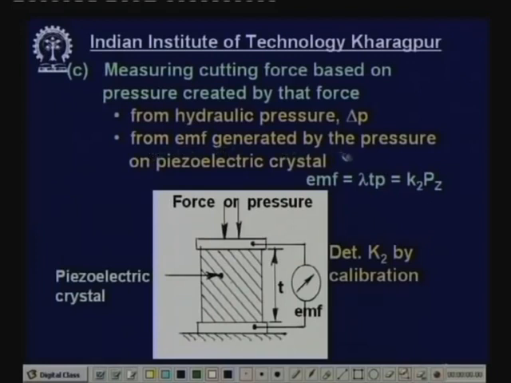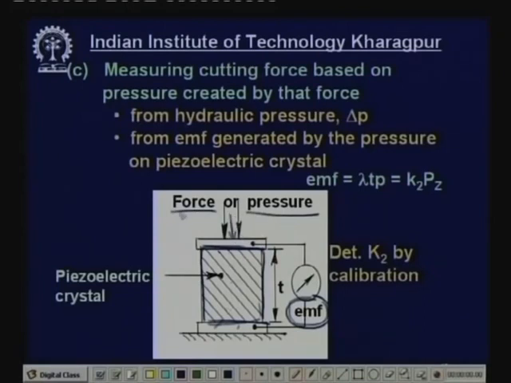Now there is another method: from the EMF generated by the pressure on a piezoelectric crystal. Suppose this is the piezoelectric crystal. What is the property of a piezoelectric crystal? If it is subjected to pressure, then some EMF will be generated at the end. So this is one end of the crystal, this is another end of the crystal. They are connected to metallic plates, say copper plates, and then subjected to a pressure. Because of the pressure, at the end some EMF will be generated, and this EMF is proportional to the pressure or the force exerted on the crystal.